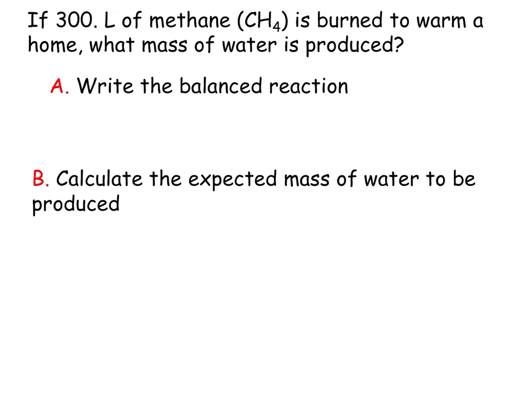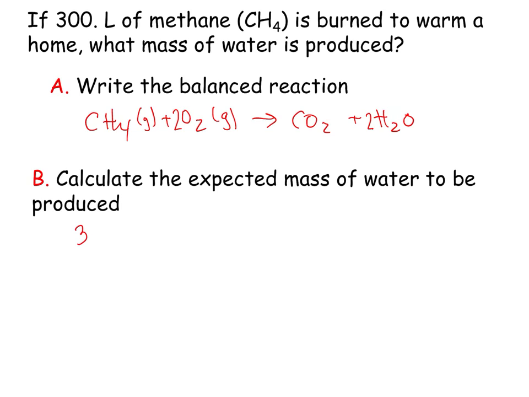If 300 liters of methane is burned to warm a home, what mass of water is produced? Okay, so CH4 burned yields CO2 plus H2O. All right, so let's see. Balance. Does that look good? 2 carbons both sides, 4 hydrogens both sides, 4 oxygens both sides. Okay, good. Calculate the expected mass of water to be produced.